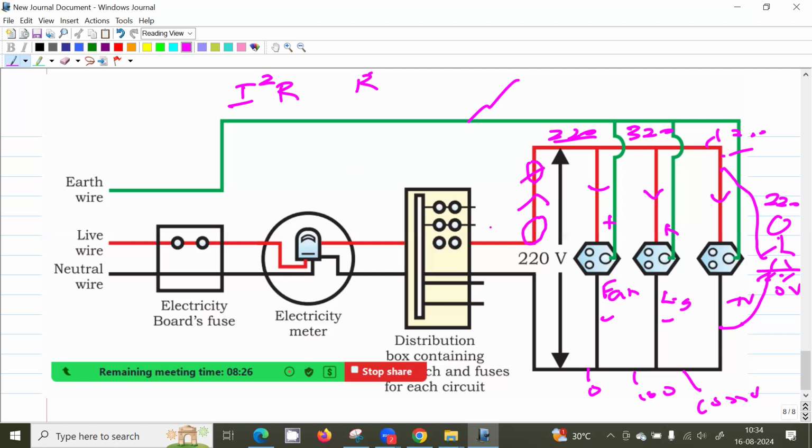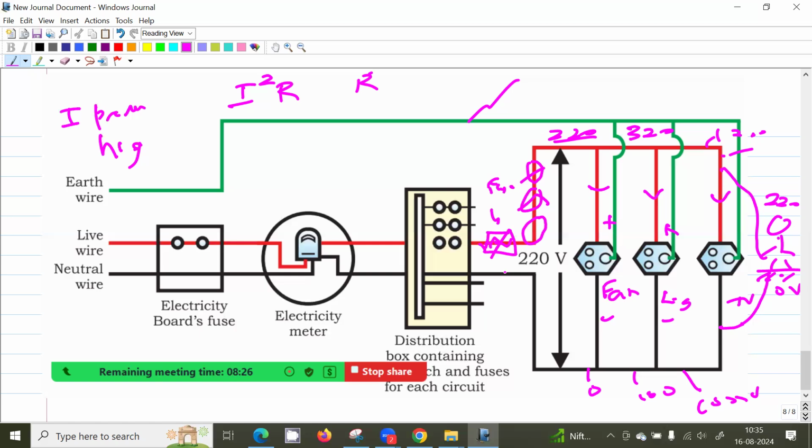To avoid this from happening, I'll have a fuse wire here. This fuse will also get heated up. Suppose the current is too high; if the fuse wire melts first and the circuit breaks before the actual wire melts, then I'm saving this wire. This fuse will melt, and I just have to put in a new fuse wire. So the purpose of this fuse wire is to prevent high currents, so that the wire is protected.